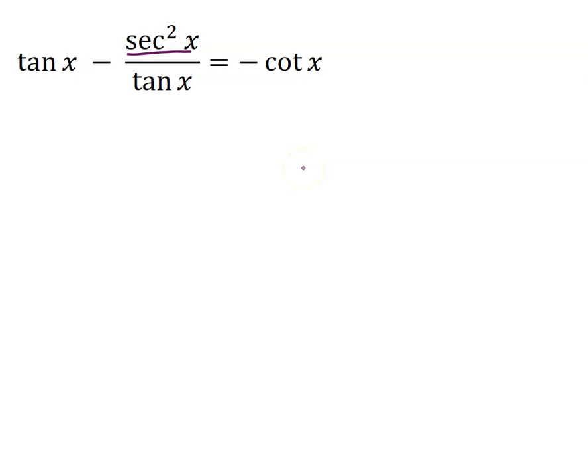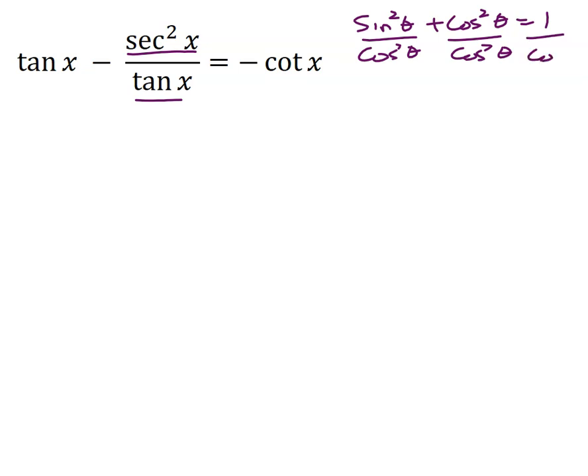So here we have secant squared x and tan x. So let's go ahead and start with our most important equation: sine squared theta plus cosine squared theta equals 1. Divide everything by cosine squared theta. So this is going to be tan squared theta plus 1 equal to secant squared theta.